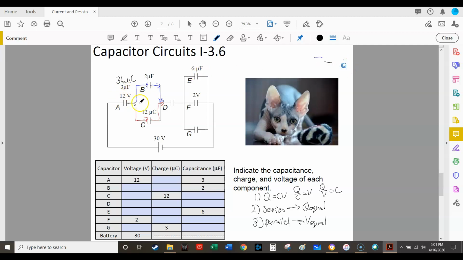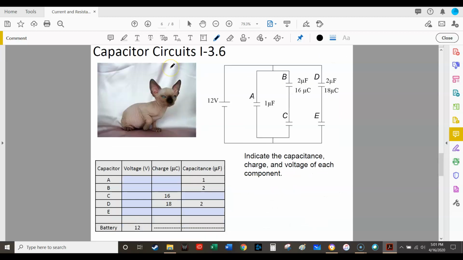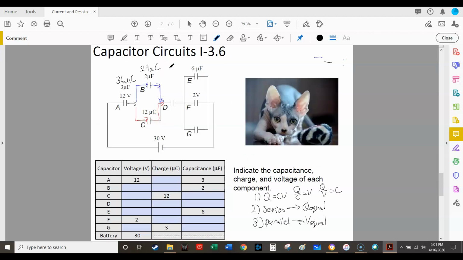So 36 is coming in, 12 is going down here. How much is left over? Well, 24 microcoulombs, right? So we know that 24 microcoulombs plus 12 microcoulombs is going to be equal to 36, right?